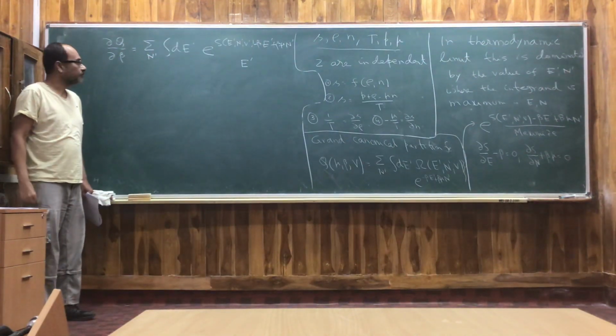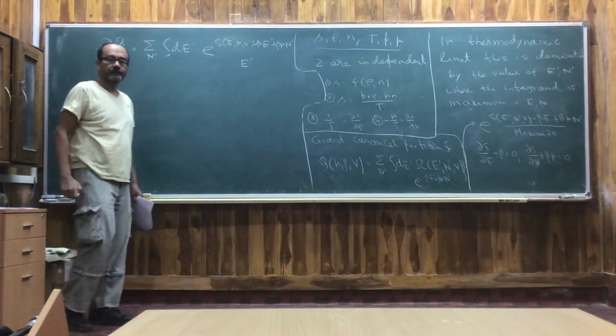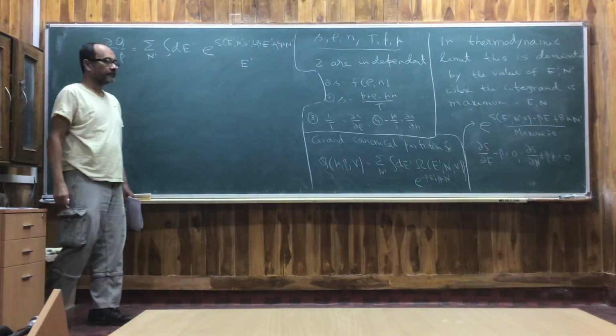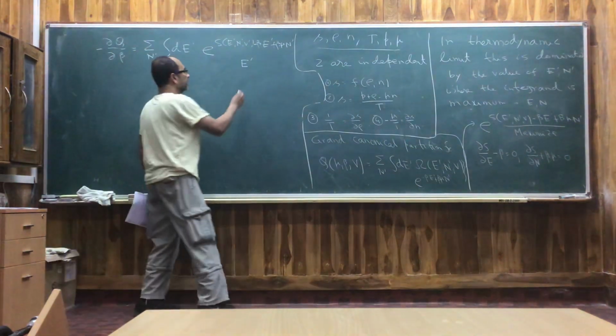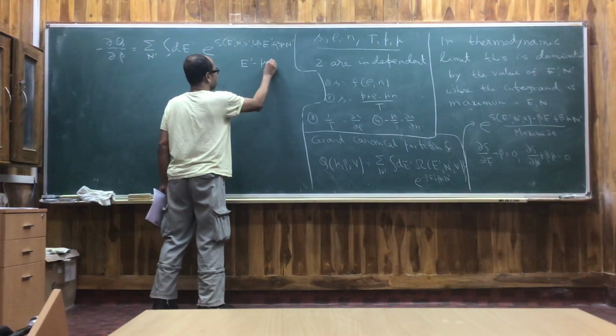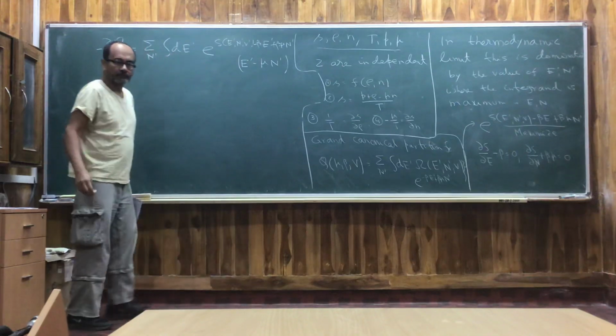Minus sign. I'll put a minus sign on this. Won't there be a mu in there also? Yes, you are right. E prime minus mu N prime.